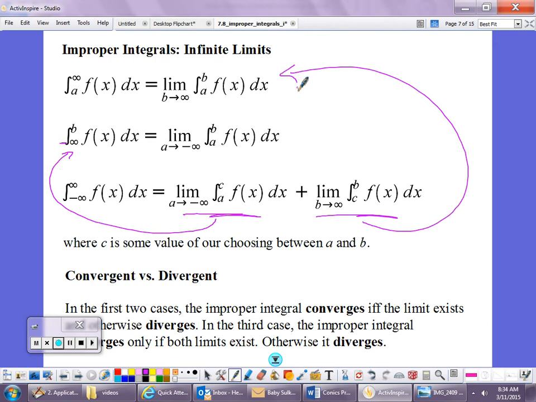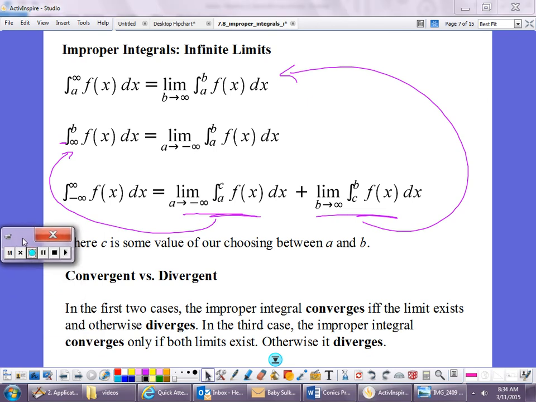Again, convergent and divergent. We talked about this in the last video, but in the first two cases, the improper integral converges if and only if the limit exists. Remember from our very first unit in calculus, we talked about a limit. The limit exists if and only if it equals some finite number. So not infinity; that means the limit doesn't exist. 0 is fine. Infinity, no good. Otherwise, it diverges. So if this doesn't come out to some finite number, then it diverges.